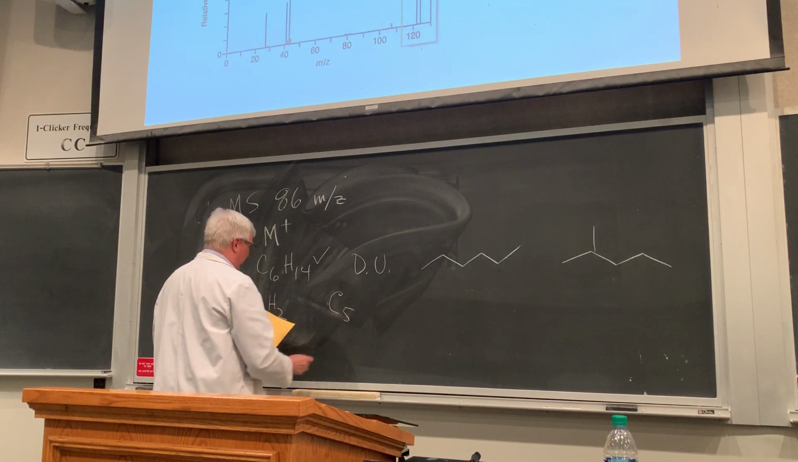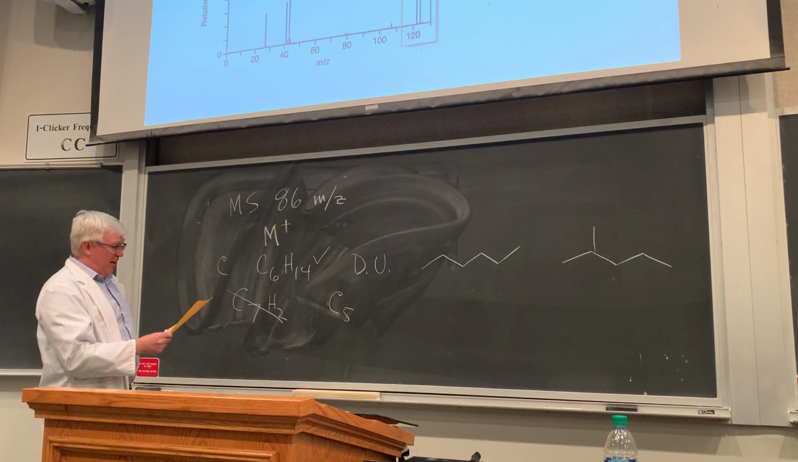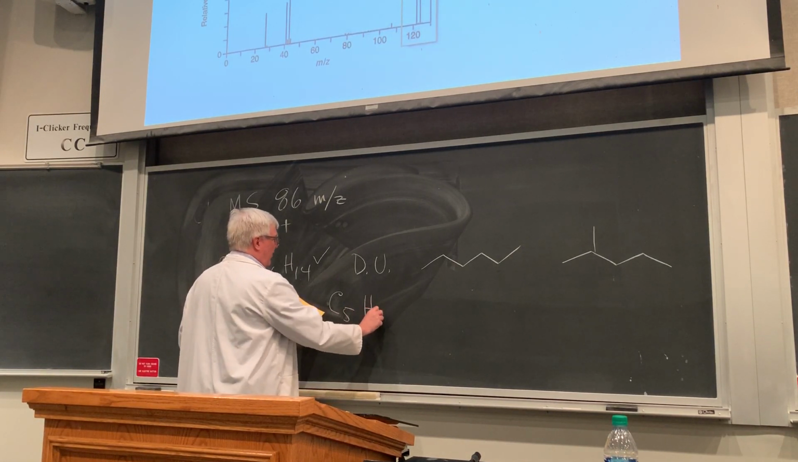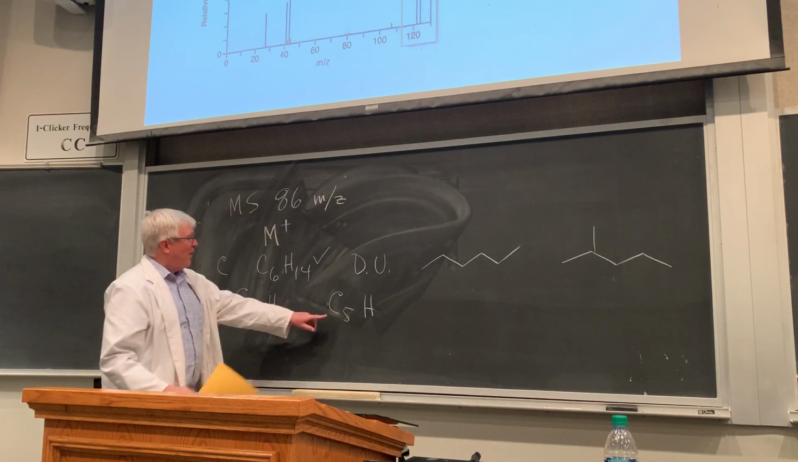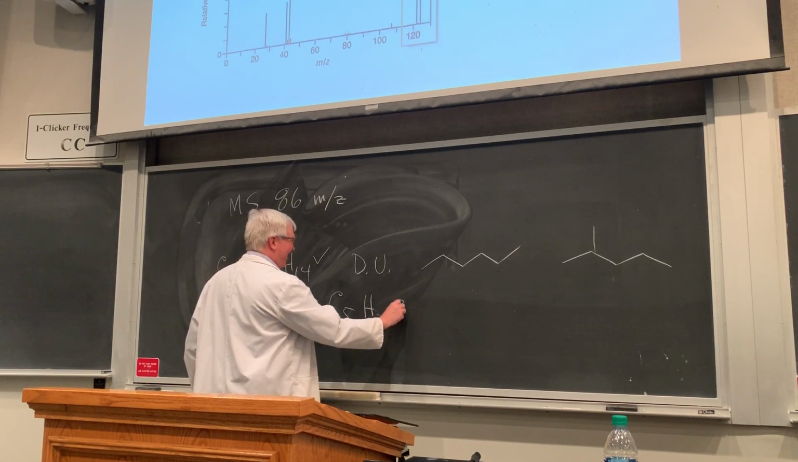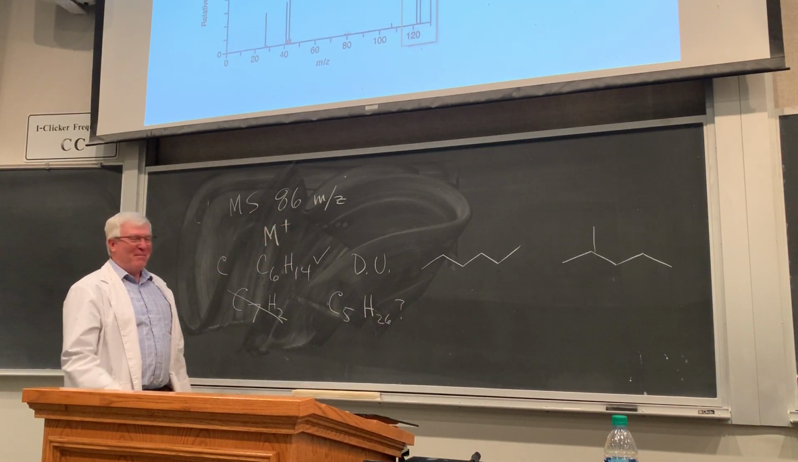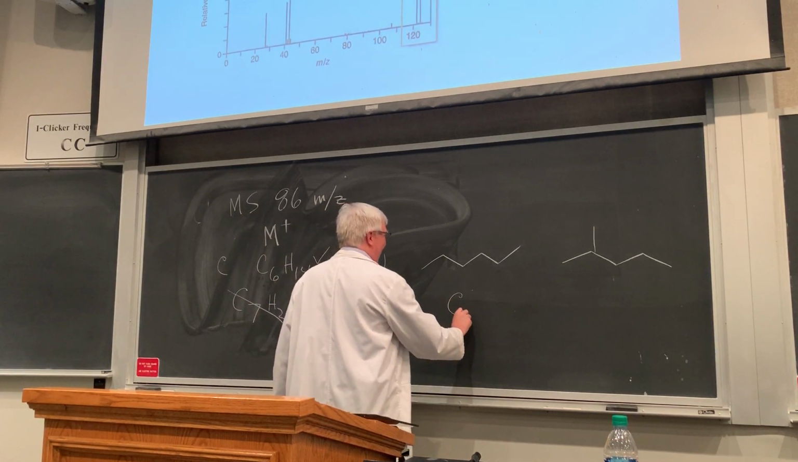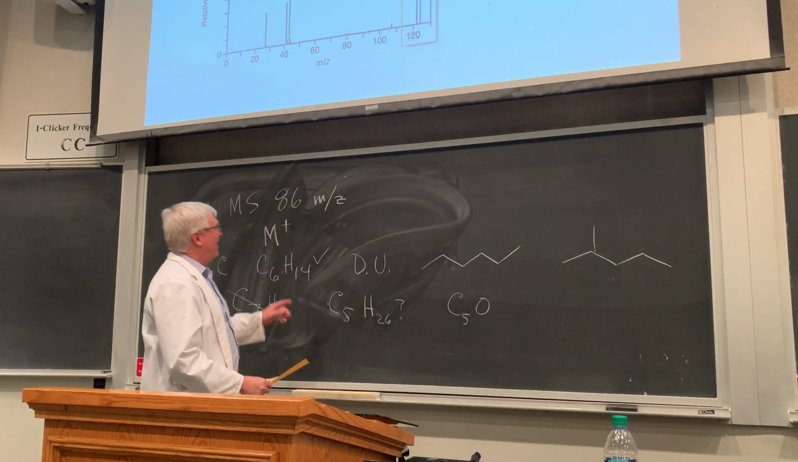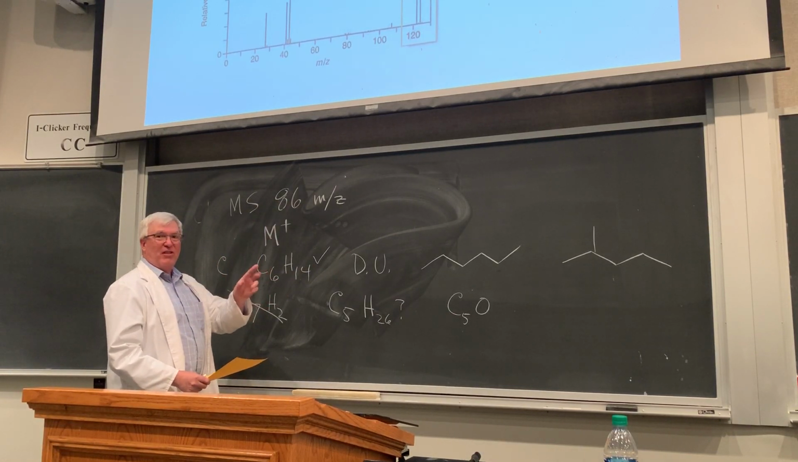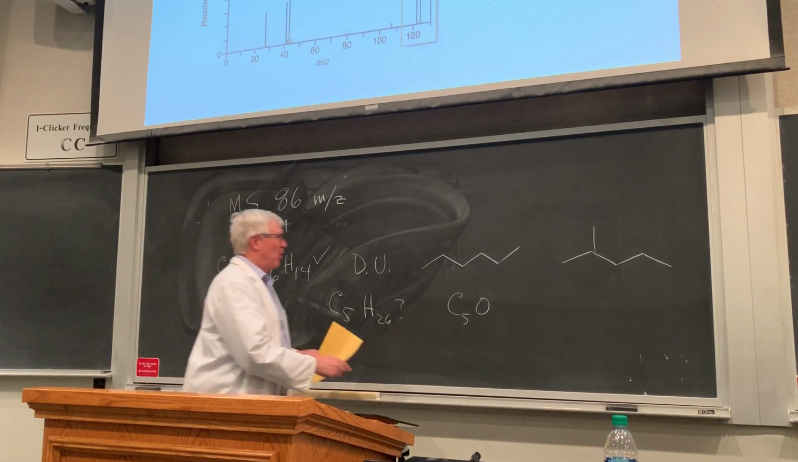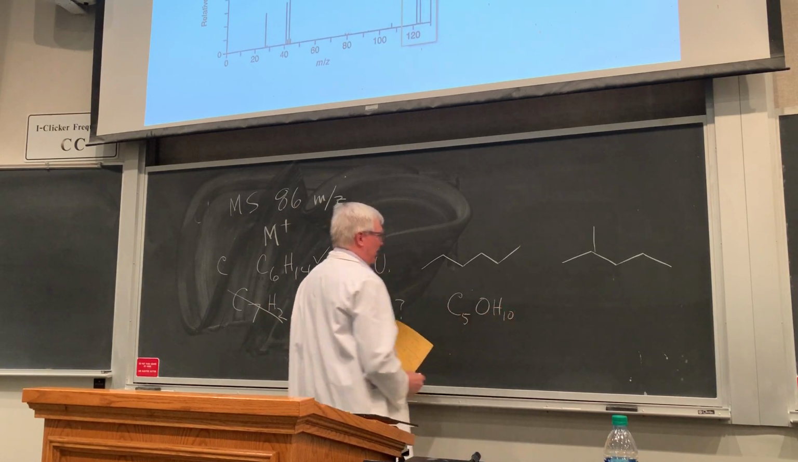How about C5? C5, that would be 60, and then what? Maybe hydrogens? Well, how many would we have to have? C5 would be 60, and then we'd need what? 26. Well, what else could we have there? Maybe carbon, and how about an oxygen? So that would be what? 60 plus, how much for an oxygen? 16, so we're up to 76. And then what? 10 more, yeah. So that might make some sense.